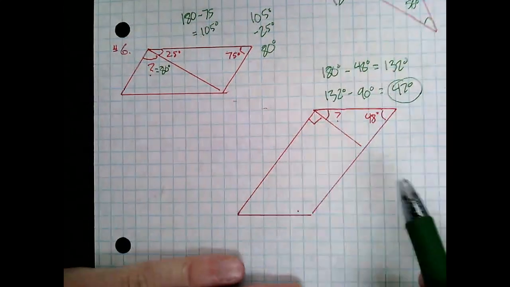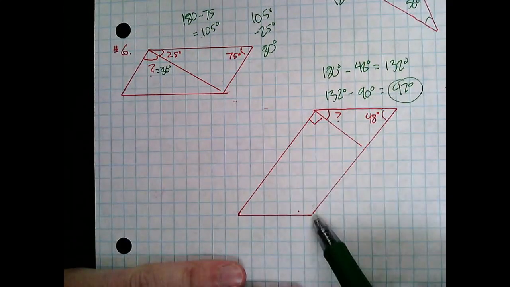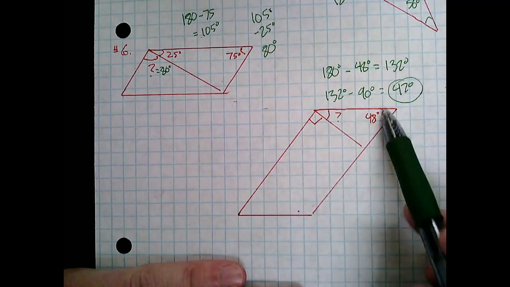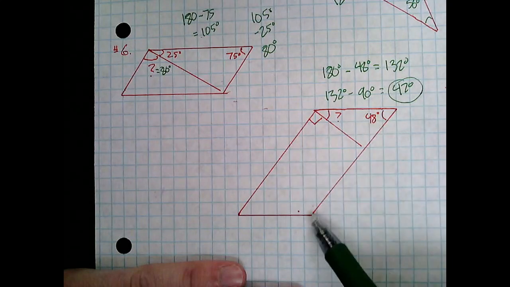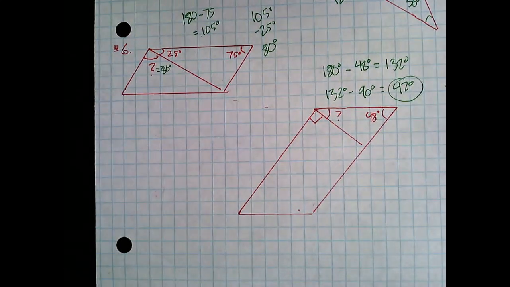Okay, so hopefully you're starting to get used to these opposite angles being equal to each other, and these angles, which we call adjacent angles, because they're next to each other. Adjacent angles are angles on a line.